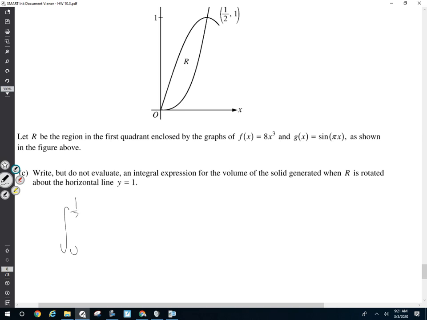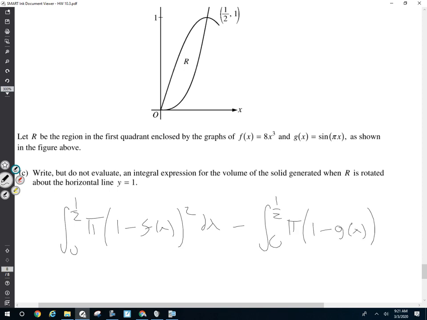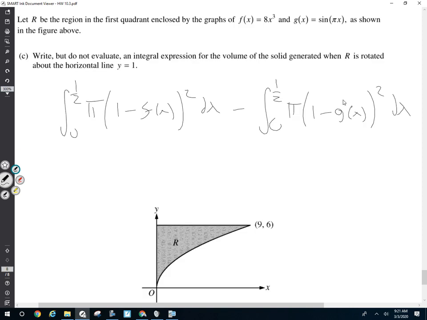These are all horizontal lines. 0 to 1/2, that's our x distances. We're revolving on y equals 1. That means the x cubed is going to be the outside. So I got 1 minus the function is going to be the outside radiuses. And then 1 minus the sine function is going to be the inside radiuses.